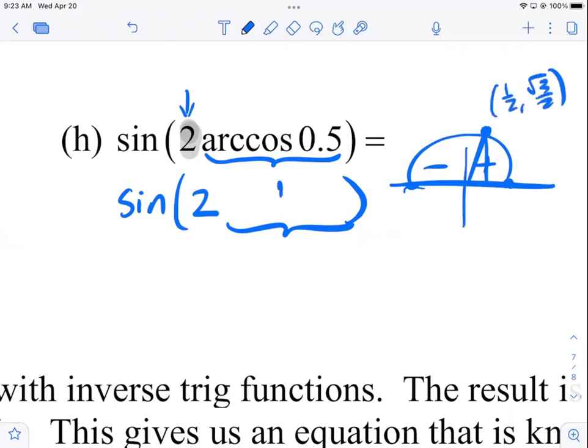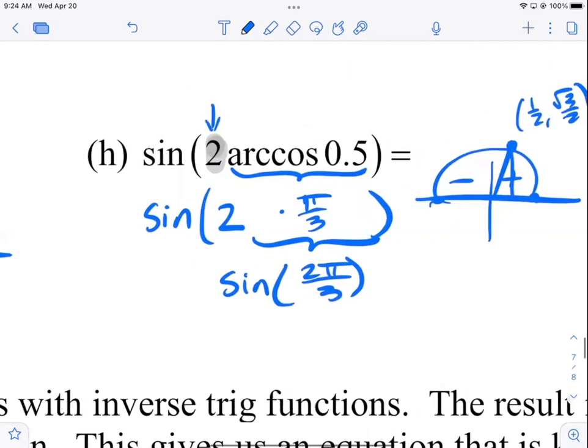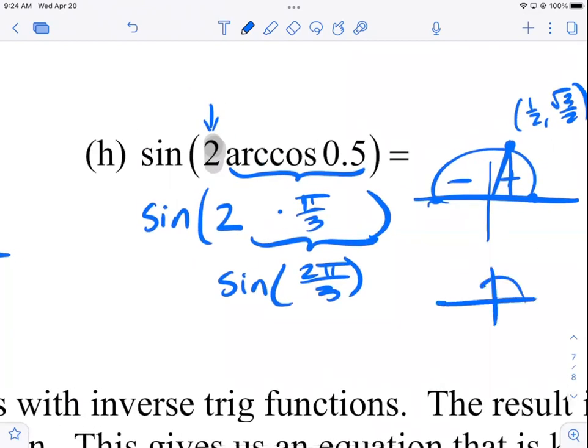Yes, pi thirds. Now, what do I do with the 2 that's there? Well, it's 2 times arc cosine of a half. So now it's 2 times pi thirds, which is the same as what? 2 pi thirds. Hey, and now what's sine of 2 pi thirds? Square root of 3 over 2. Kaboom, right? Thank you, Brady.